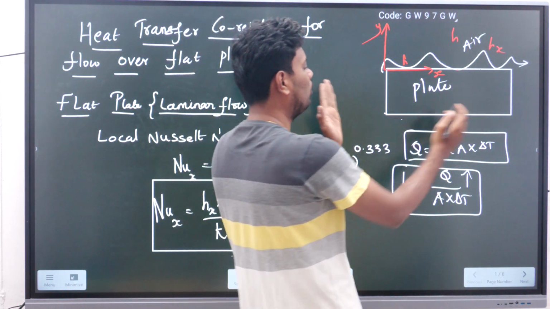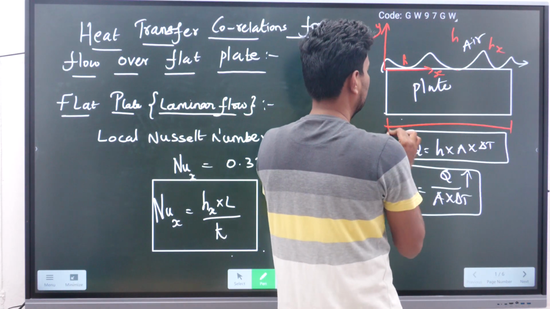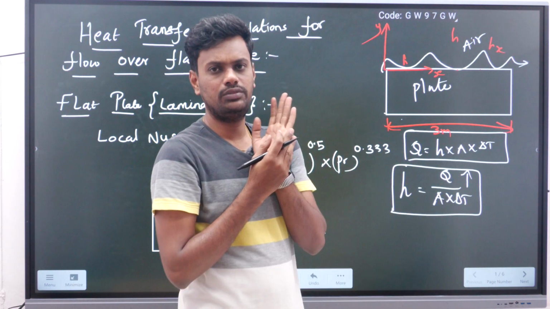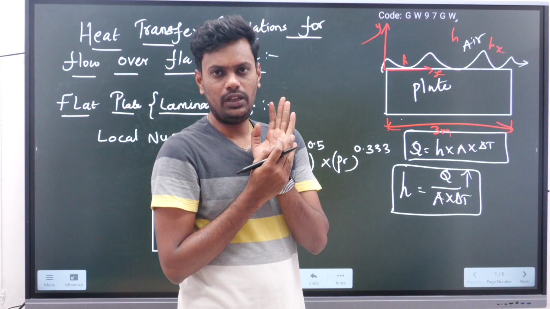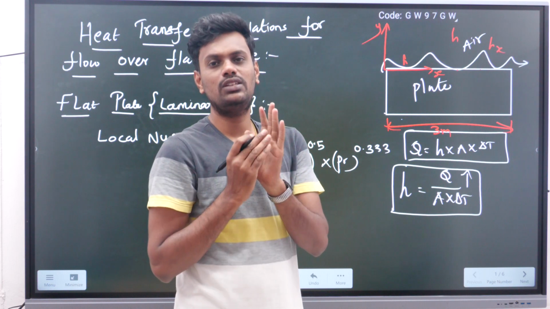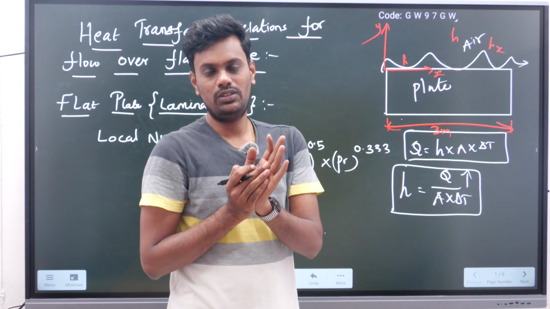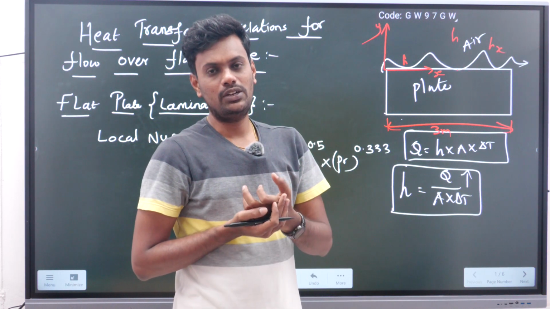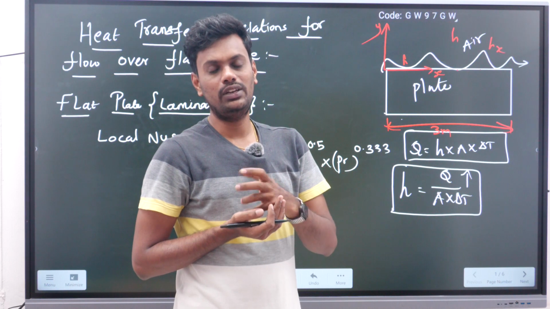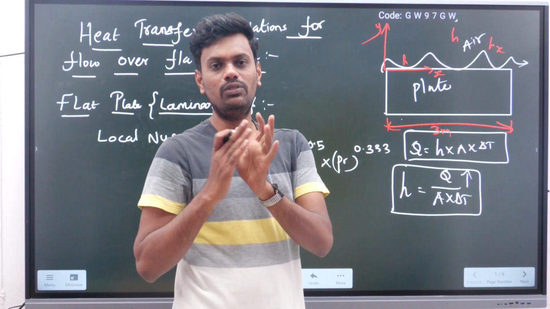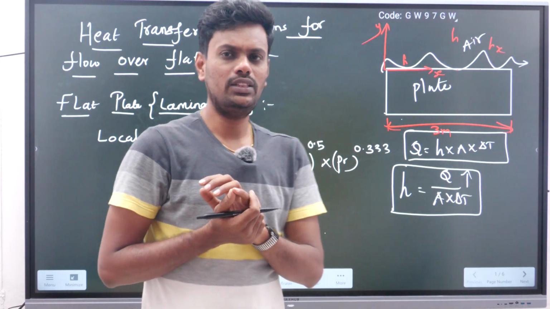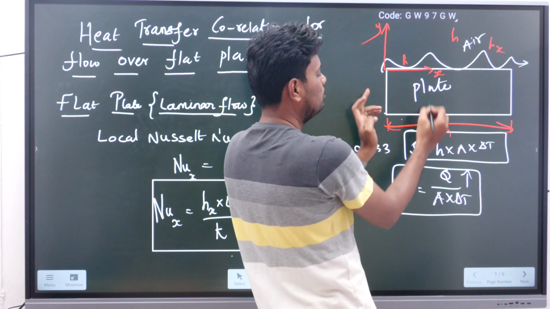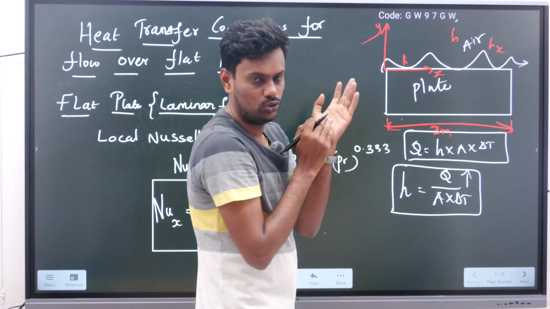Suppose the total length of the plate is 3 meters. For better understanding, the total length of the plate is 3 meters. I want to know the heat transfer coefficient, which is nothing but the heat extracted per meter squared area for a temperature difference of 1 Kelvin. That is the heat transfer coefficient. So suppose at 1 meter distance, what is the heat transfer coefficient?